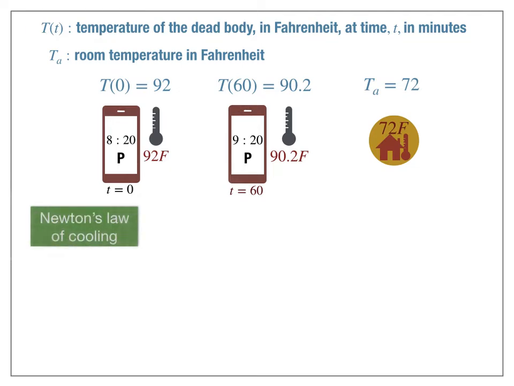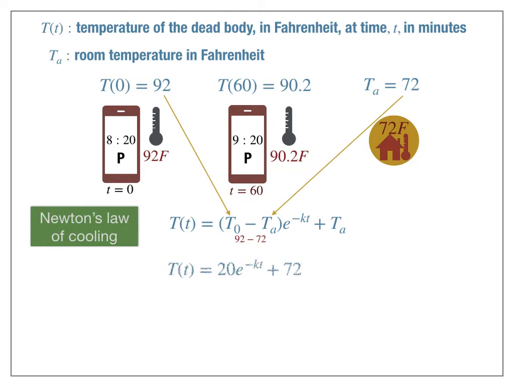Using Newton's law of cooling, she found a function for the temperature of the body in terms of minutes, where T of 0 is the temperature at the first checking point, and T of A is the room temperature. Plugging all the information in, she gets a more informative function for the temperature of the body, which equals 20 times e to the negative kt plus 72, where 72 is the room temperature.